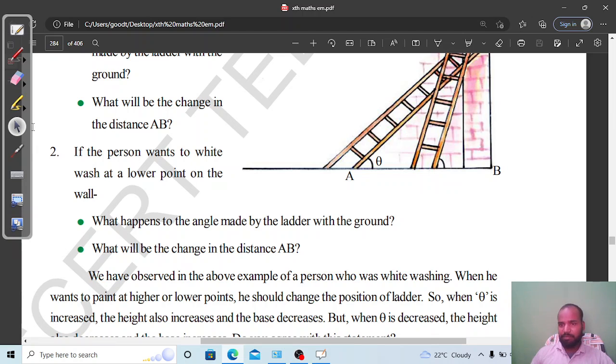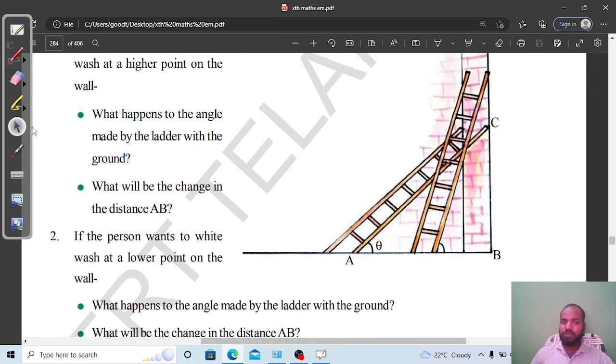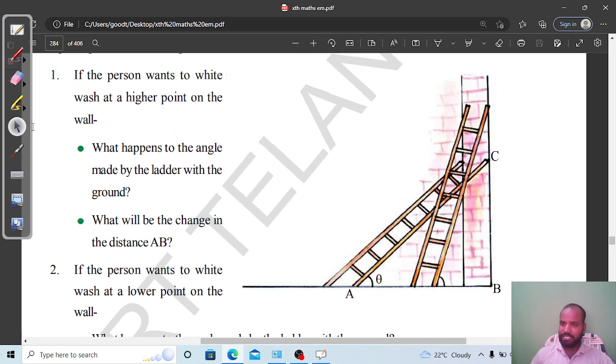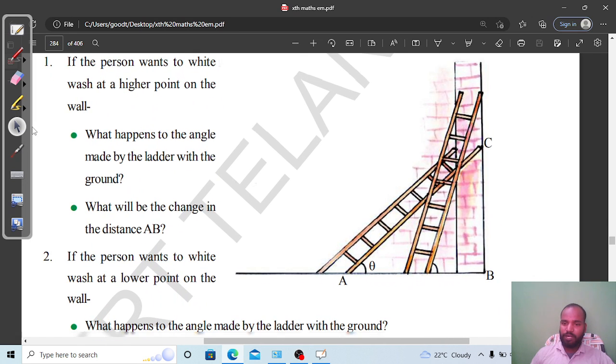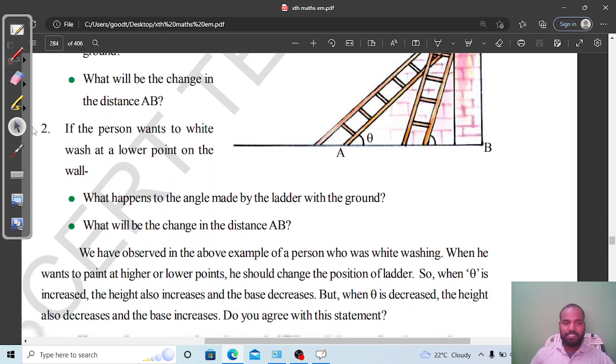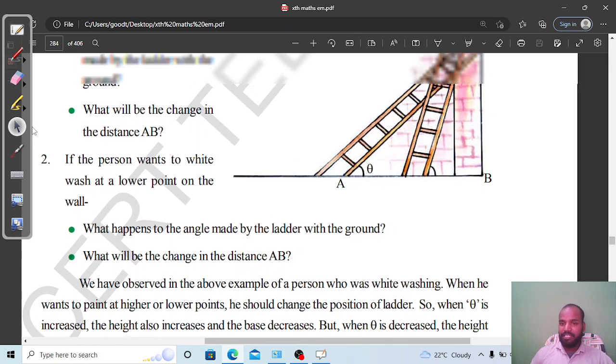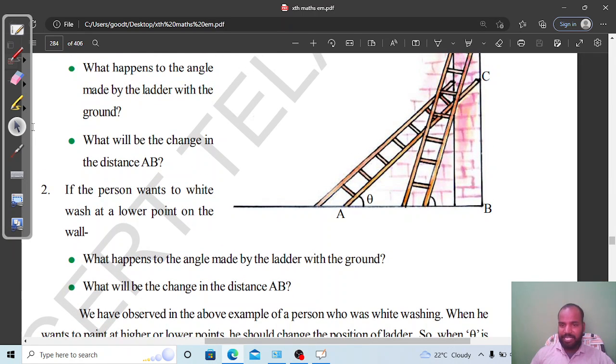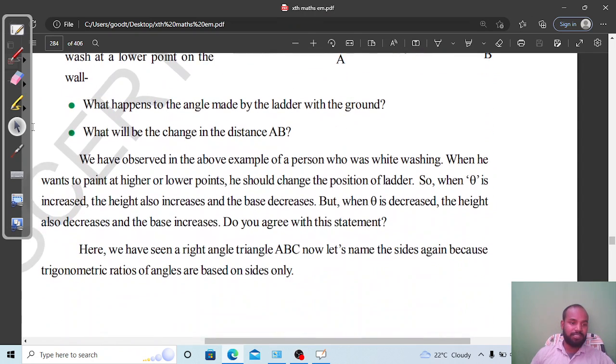This is the angle made by the ladder. When the person wants to whitewash the lower point, in the sense downside, this point C, the angle is changing, right? So what will be the change in the distance AB? Now the angle is changing, and at the same time the distance is also changing. Yes or no? Yes, we will observe this point from this.